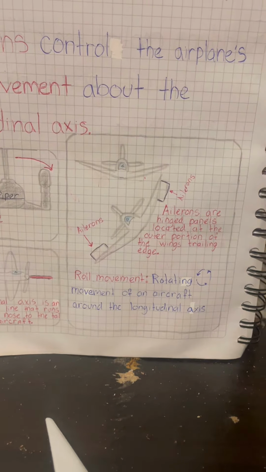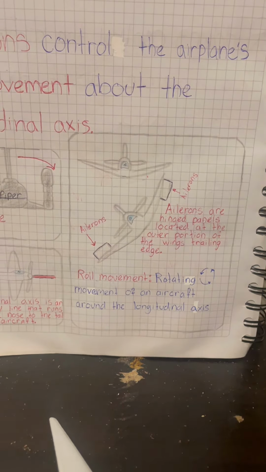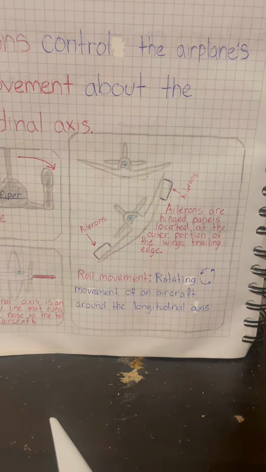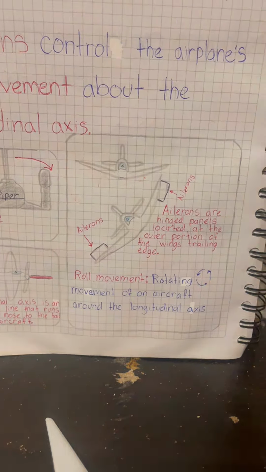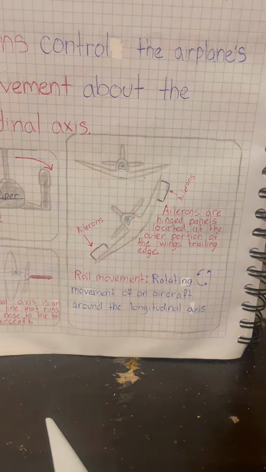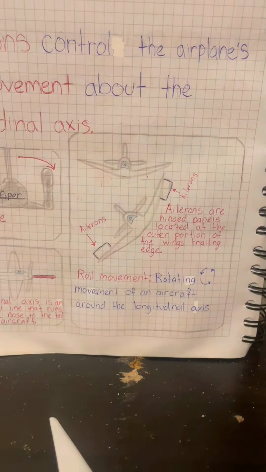So we have the perfect example here. The red coloring pencil, that's the longitudinal axis, and the plane, when it rolls, it looks like this. So it is rolling around the longitudinal axis.